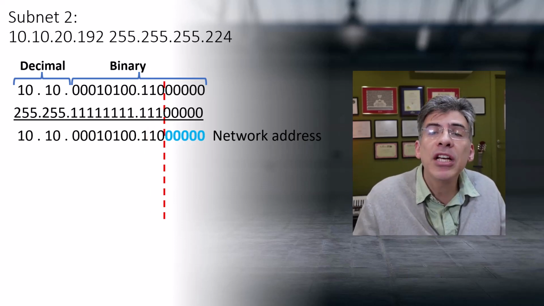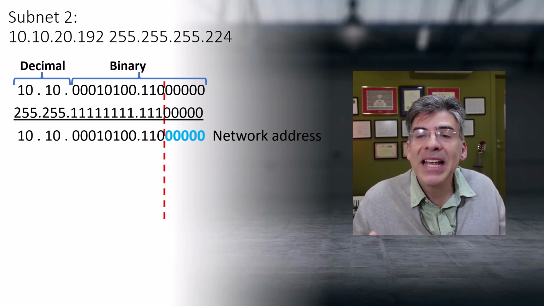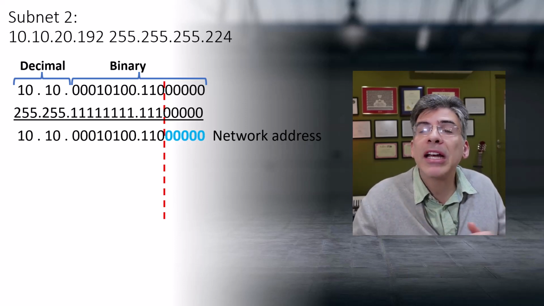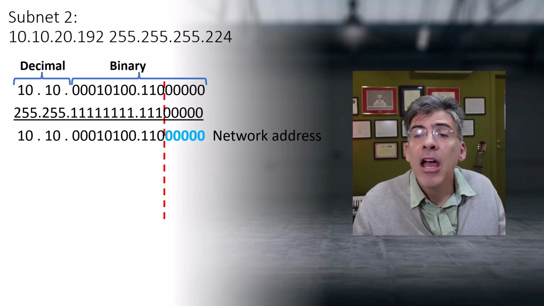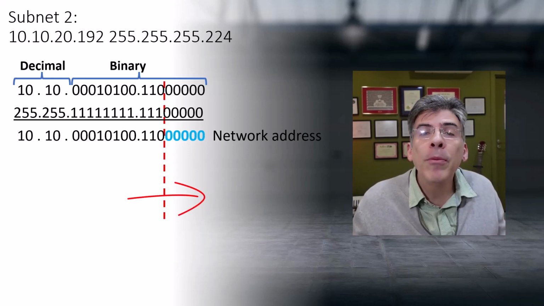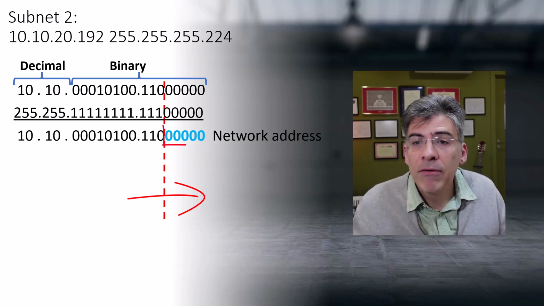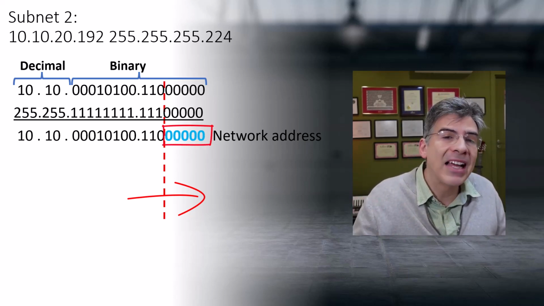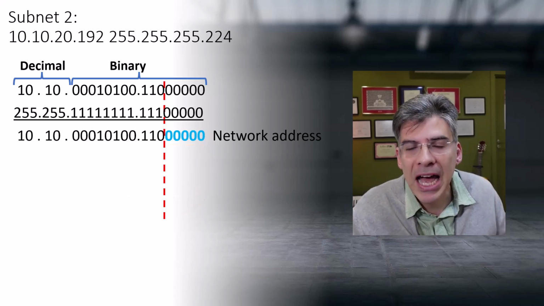But here, because we chose the subnet sizes in decreasing order, the separation between the network and host portion, this line, progressively moves to the right, thus ensuring that all bits to the right of that separator for each subsequent subnet are all zeros, thus not violating the requirement for the network address.